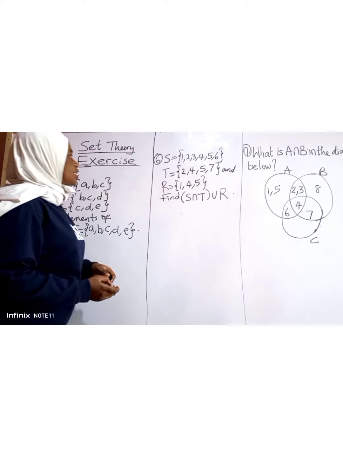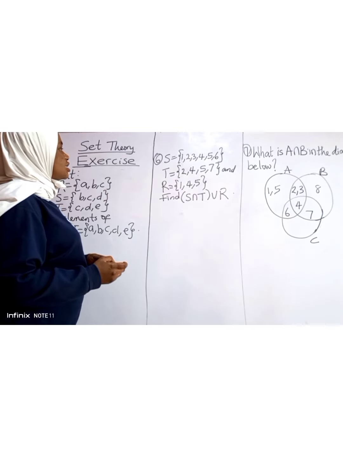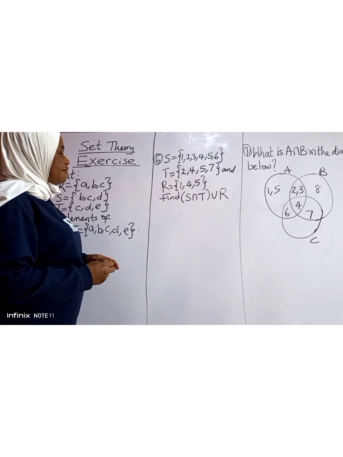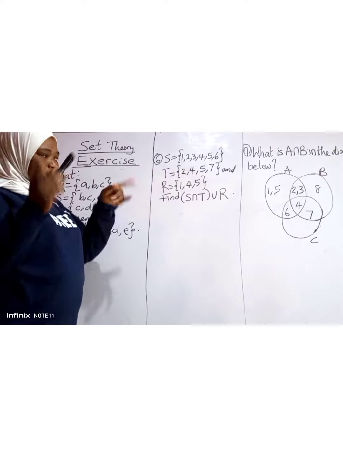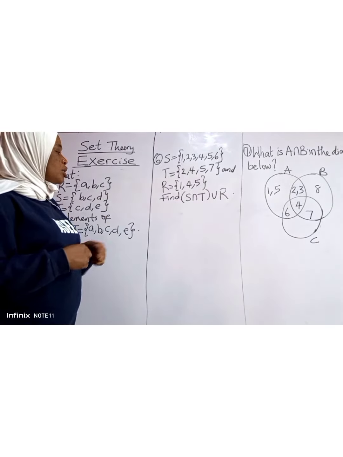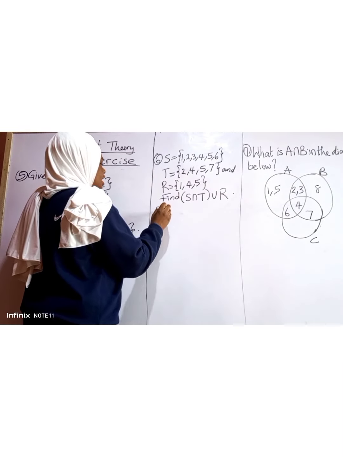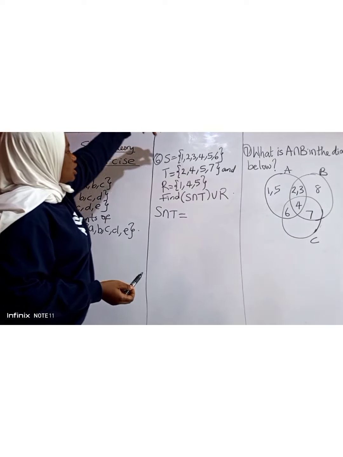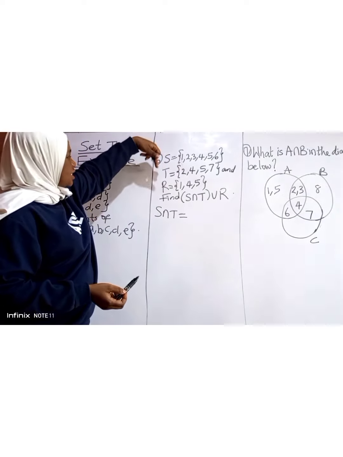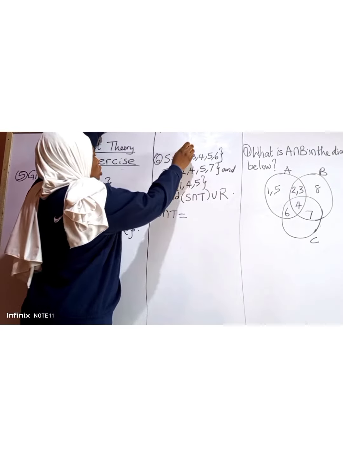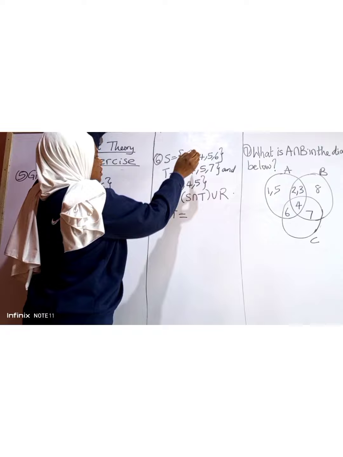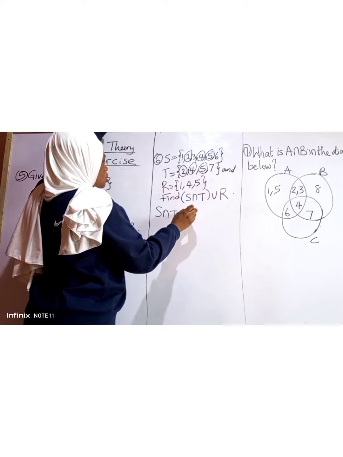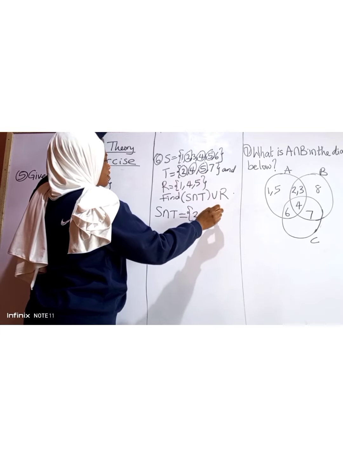Number 6. S is equal to 1, 2, 3, 4, 5, 6. T is equal to 2, 4, 5, 7. And R is equal to 1, 4, 5. Find S intersects T, brackets close, union R. So the first thing is to find S intersects T, the one inside the brackets. S intersects T will be all the elements that are common to both S and T. So let's check. 2 is in S, 2 is in T, 4 is here, 4 is here, 5 is here, 5 is here. So S intersect T will be equal to 2, 4, and 5.